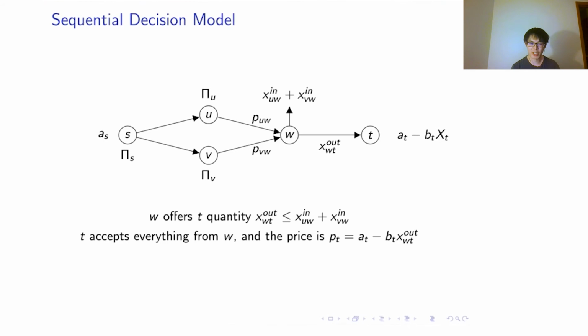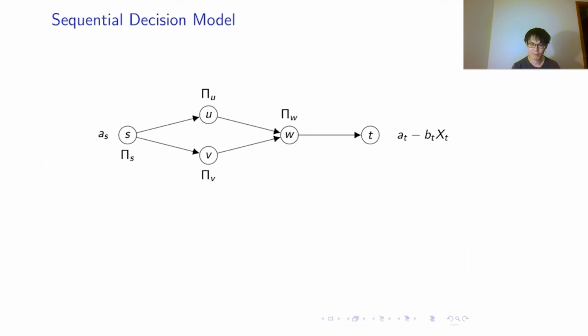So we assume that the ending market T accepts everything from its upstreams, and the price is just an affine decreasing function in terms of the inflow. So the price is in terms of how much W is going to offer to T. And eventually we can derive the utility of W, which is the revenue obtained from T minus the cost from U and V. When W is done with its decision making, then this game is done.